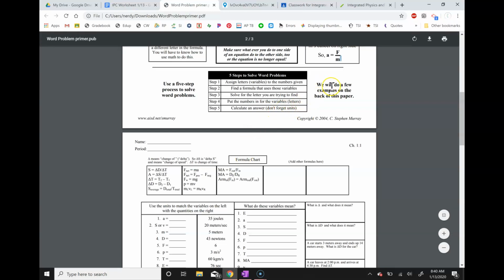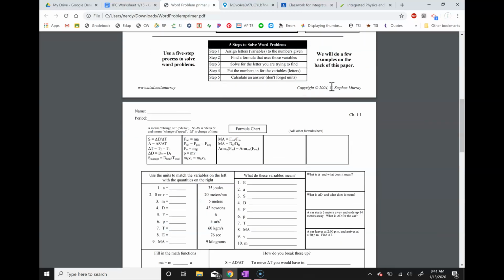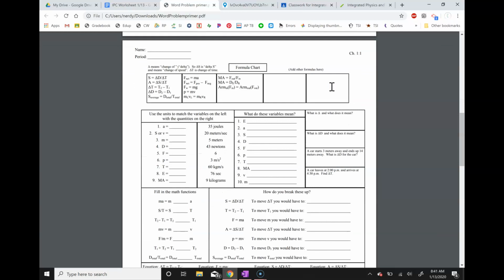So we're going to do a few examples on the back of this paper. Flip your paper over. Okay, up here, this little triangle thing means change of. We will call it delta. So delta S, or the triangle S, is known as delta S, and it means the change of speed. So delta T is change of time.